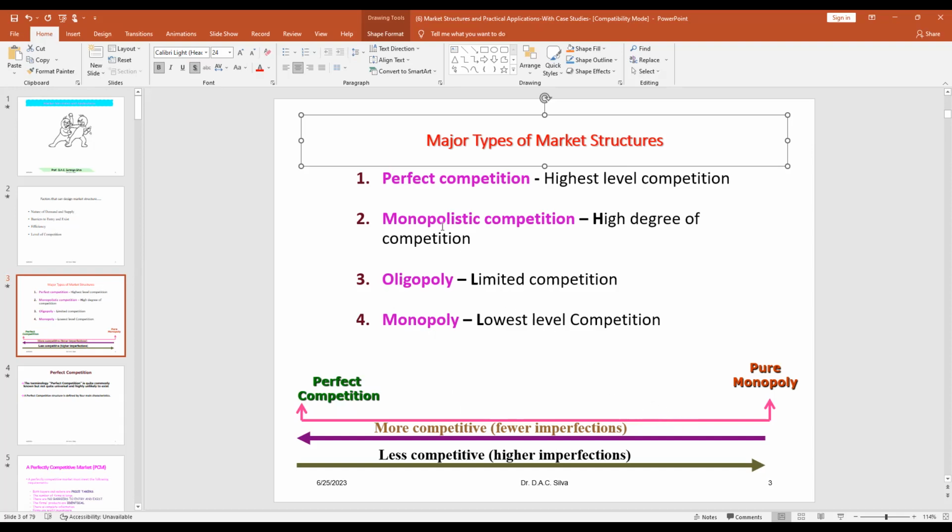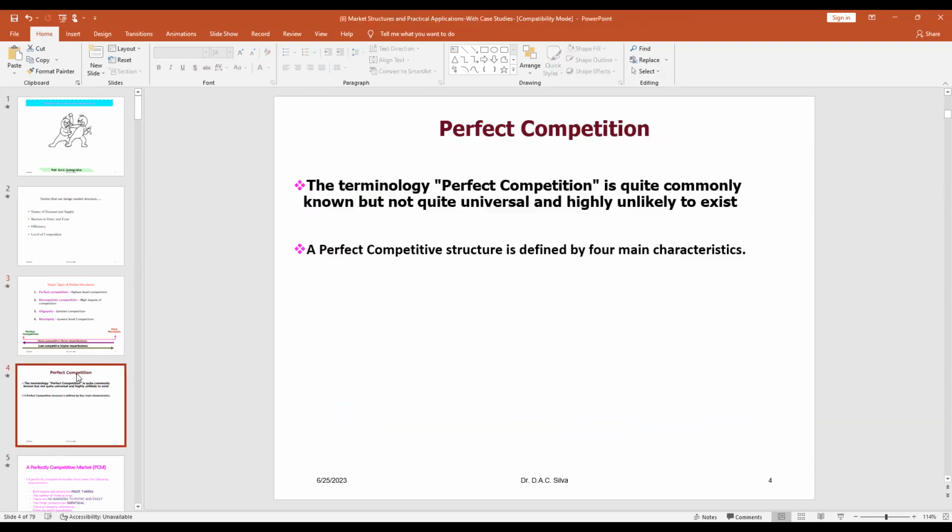Oligopoly is somewhere here. Monopolistic competition is somewhere here, close to perfect competition, but oligopoly is close to the monopoly side. So we are going to discuss all these market structures. The term perfect competition is quite commonly known, but it is universally unlikely to exist.